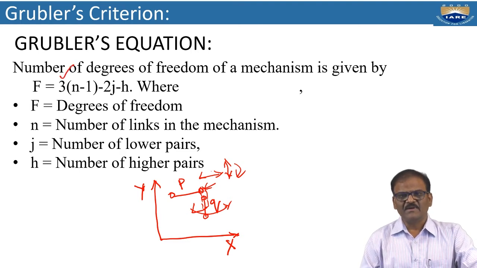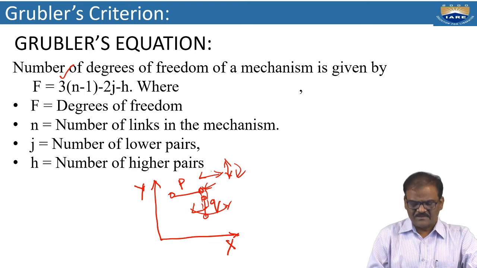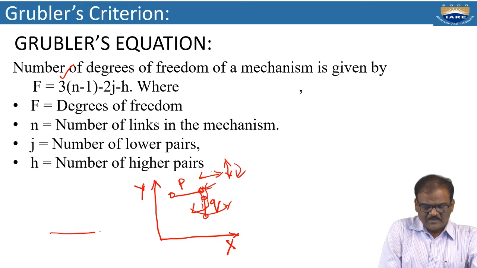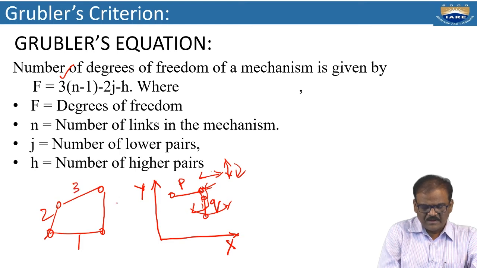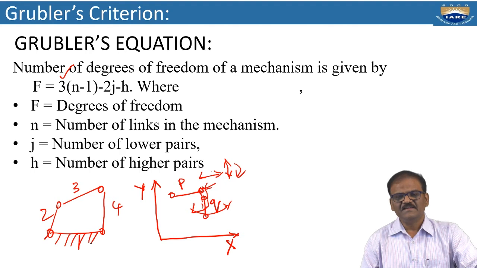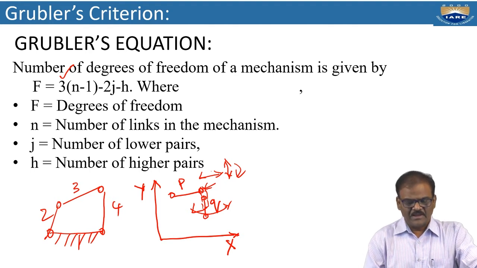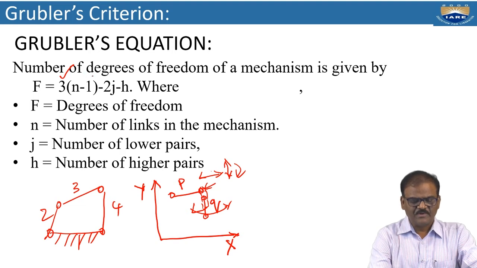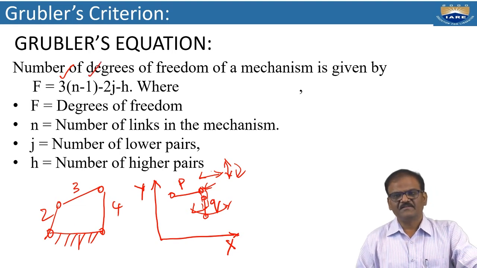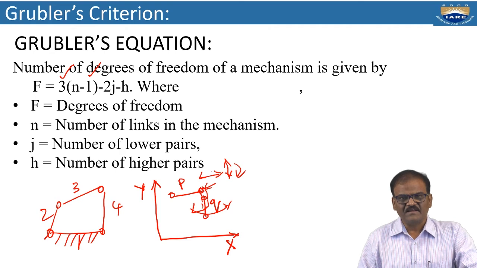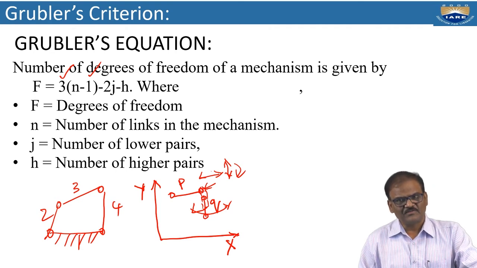But a mechanism is defined in such a way that, if you take a 4-bar mechanism, 1, 2, 3, 4, one of the links is fixed. Therefore, if the mechanism has n links, one link has to be fixed. The degrees of freedom for the mechanism is given as 3 into n minus 1.